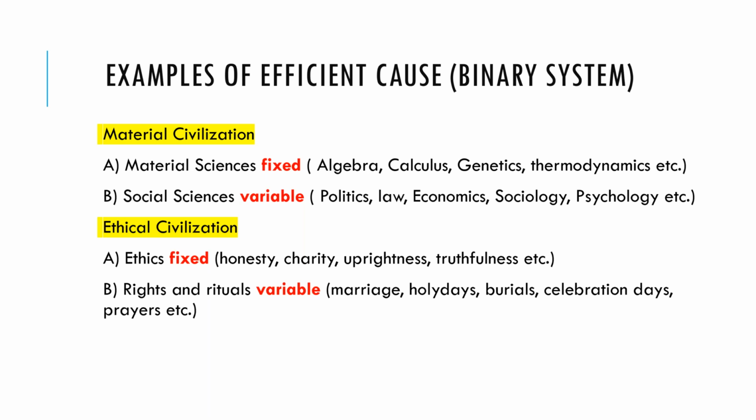Ethical civilization, or derivative of it, which is religion, talks about 2 separate binary items as well: honesty, charity, uprightness, truthfulness, and so on. The second portion is rites and rituals, which is variable. And again, as social sciences change, the rites and ritual variable changes, like laws of marriage, holidays, burial, celebrations, prayers, and so on. So you see the correlation of the two, and they're wings of the same bird. One cannot fly without the other.